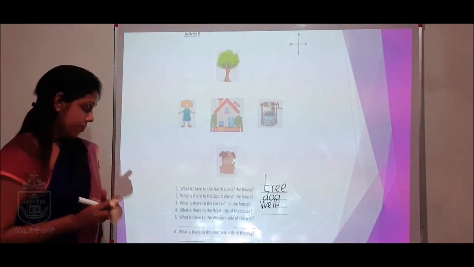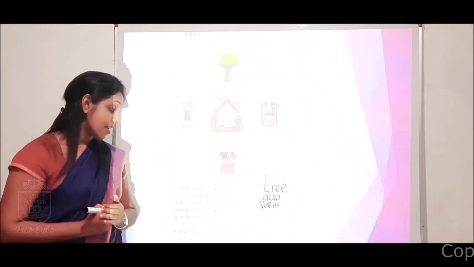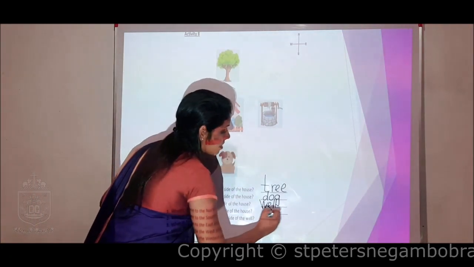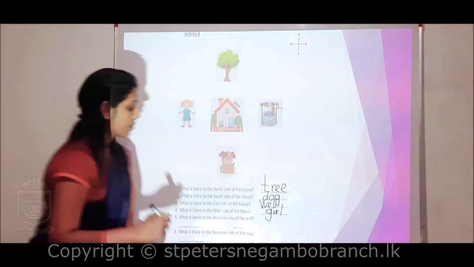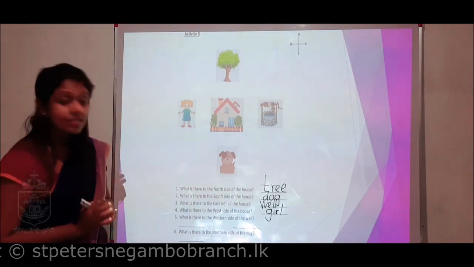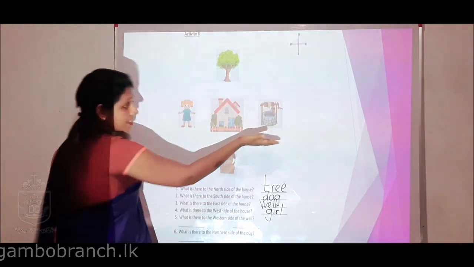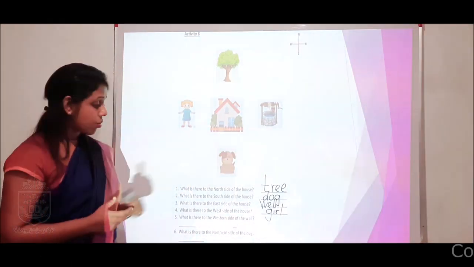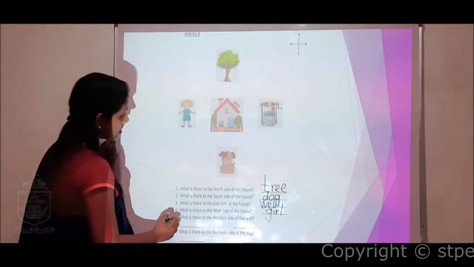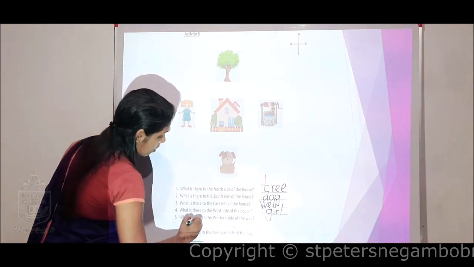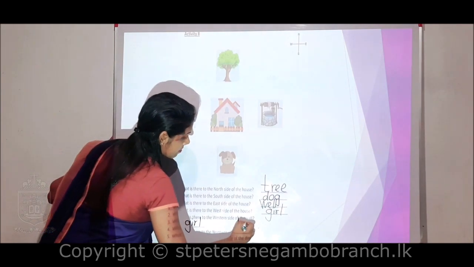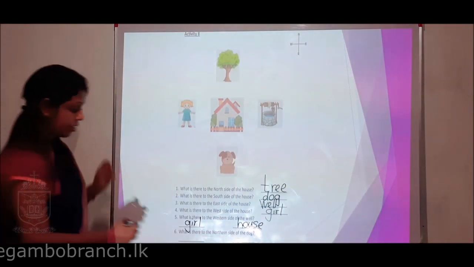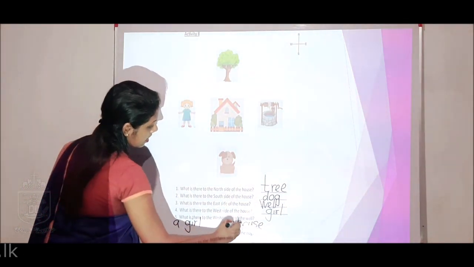Fourth question. What is there to the west side of the house? So we can find a girl in the west side of the house. What is there to the western side of the well? So there are two things. So we can write two things here. A girl and a house.